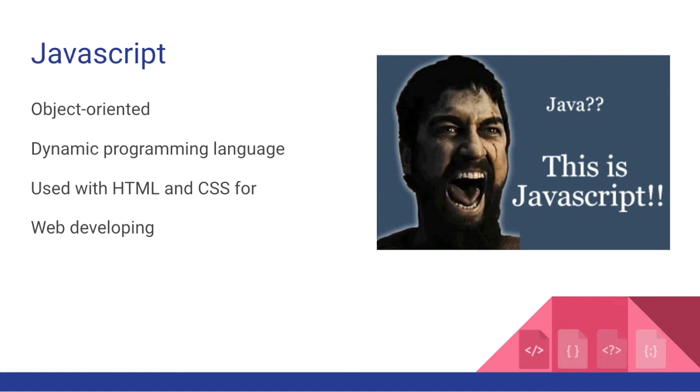JavaScript is a high-level programming language mostly used for web development. It is used with HTML and CSS. HTML is used to define the contents of the web page, CSS is used to specify the layout of the web pages, and JavaScript does the behavior of the web pages.